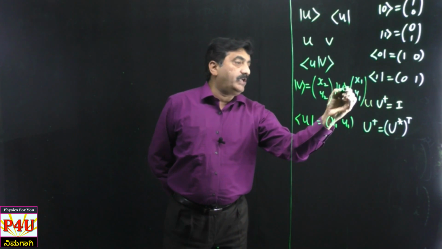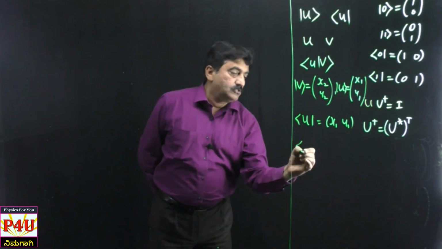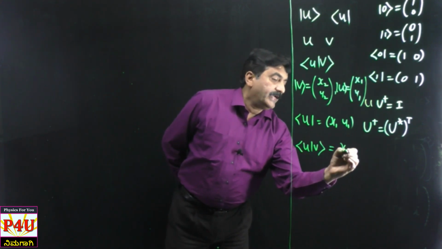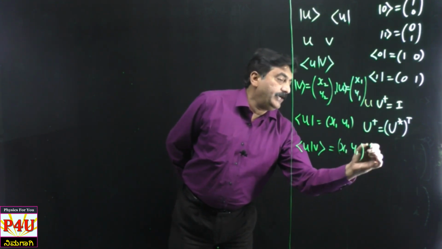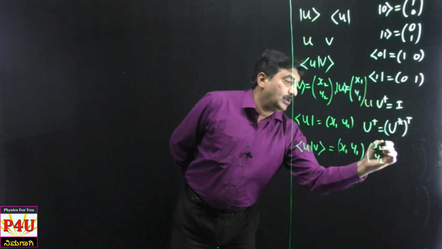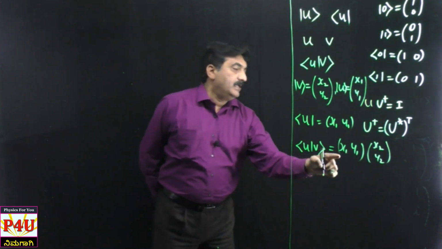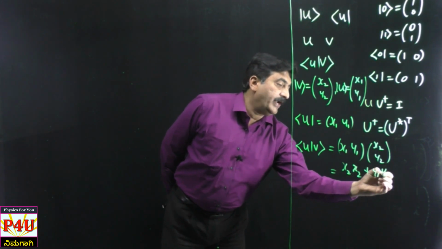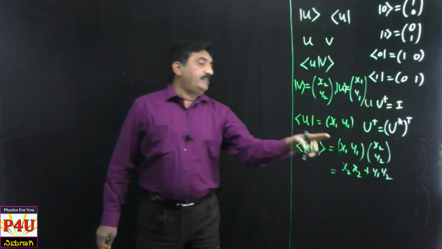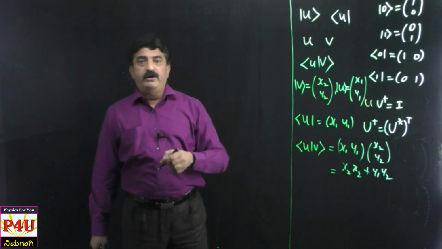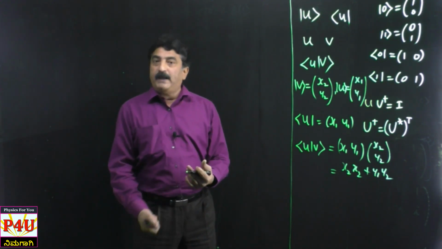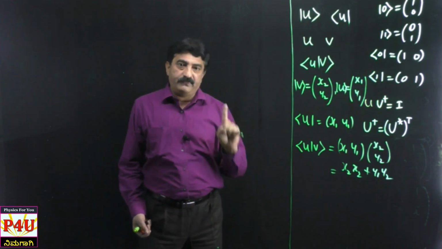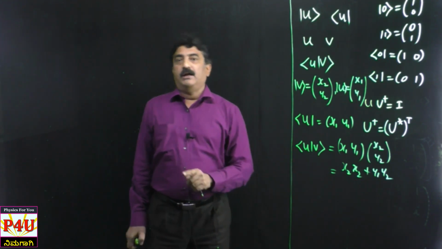Earlier this was also a ket, now it has become a bra. So bra u into ket v is equal to x1 y1 into x2 y2. So finally what will happen? x1 x2 plus y1 y2. By chance if any of them, either y1 or y2, x1 or x2, is complex, definitely in the final answer you will have a complex number. So this is the inner product.